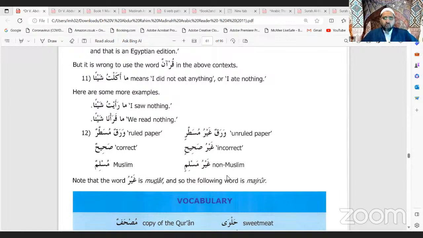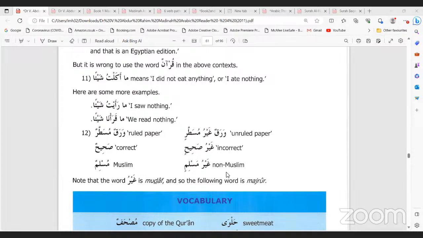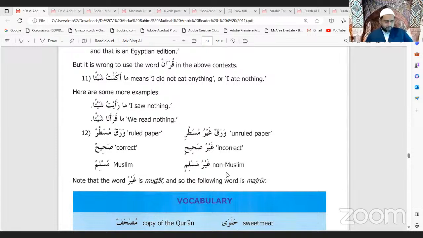Quran is not the word for the whole book itself, for the copies, right, Maulana? Yes, that's right.